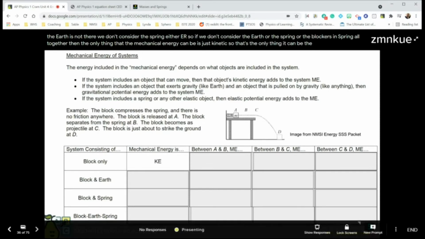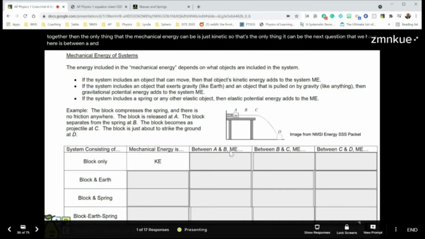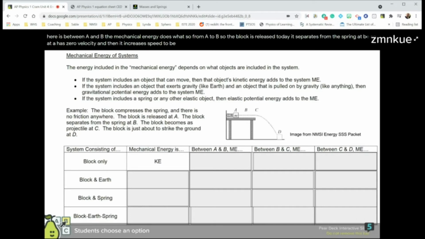The next question is, between A and B, what does the mechanical energy do? The block is released at A and separates from the spring at B. At A it has zero velocity, and then it increases speed to B. And Peter is absolutely correct.